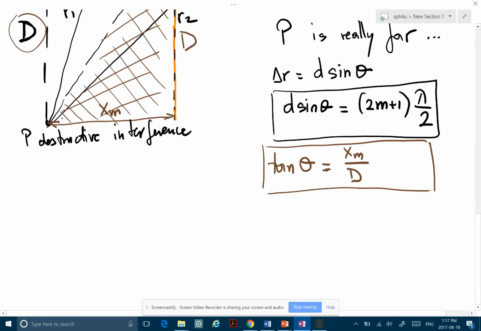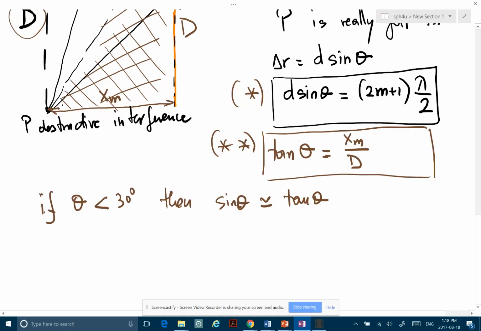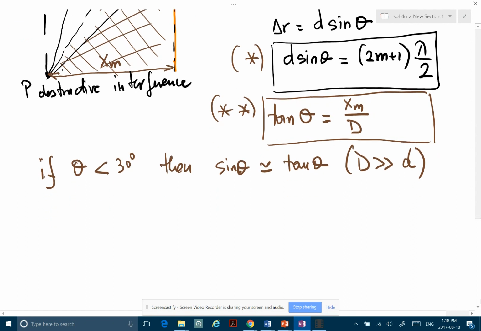However, if theta is less than, let's say, actually less than 15 degrees, but let's say less than 30, all right, then sine theta is very close to tan theta. Again, remember, these are very valid equations that we can use. We're just going to a further approximation. We're saying, let's see if the angle is very small. What does it mean? It means this distance D is a lot greater than the distance d between the two sources.